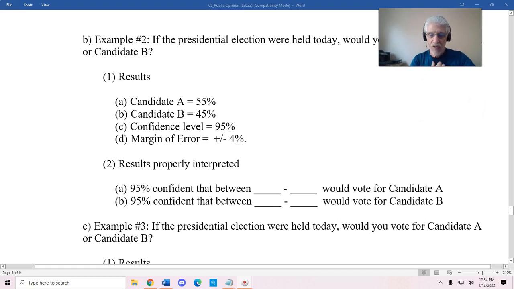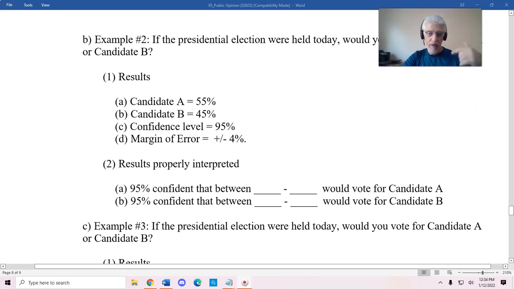So here's what I want you to do this time. I want you to calculate how this poll result should be properly interpreted. So what you can do is pause the video as you sit and calculate things out, and then when you're ready, you can start the video up again and we'll go over the results. Okay, so now hopefully you've done the calculations.